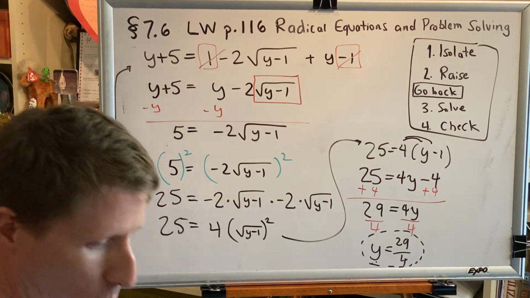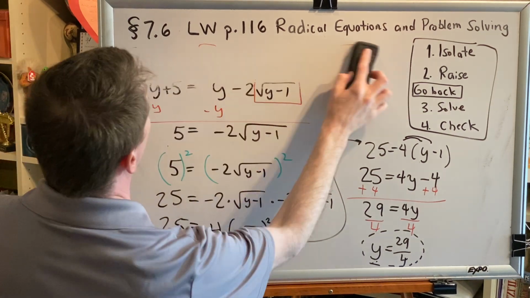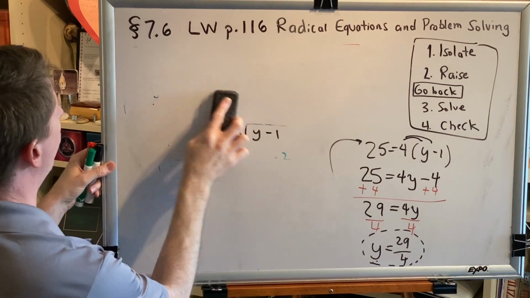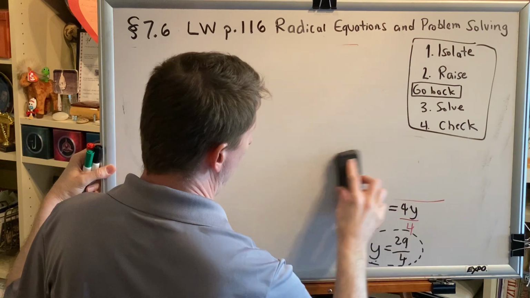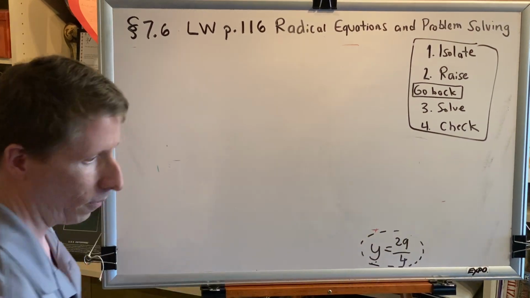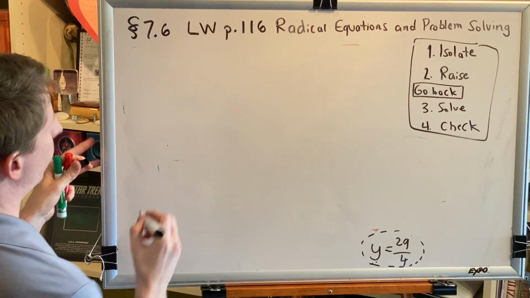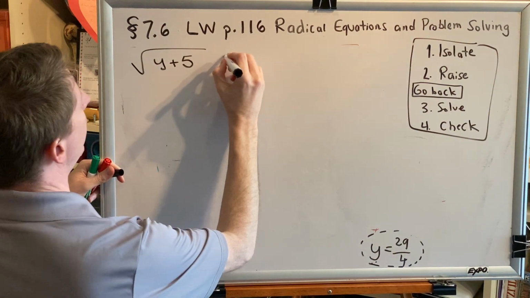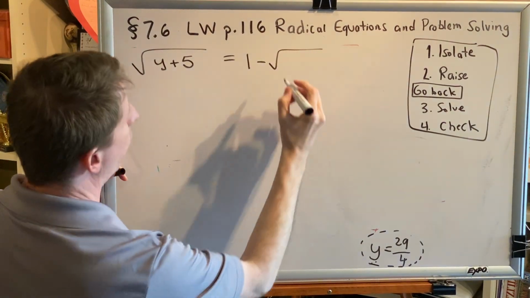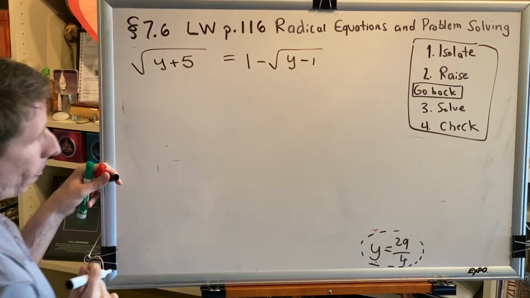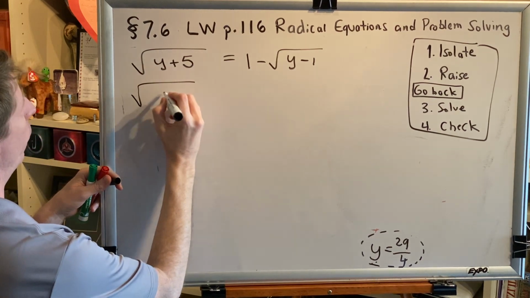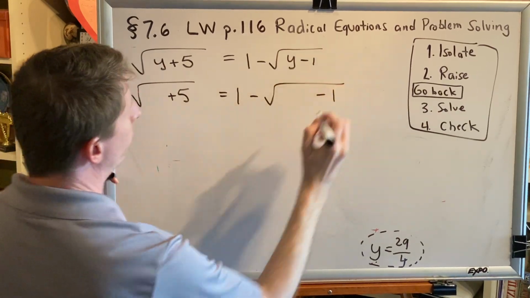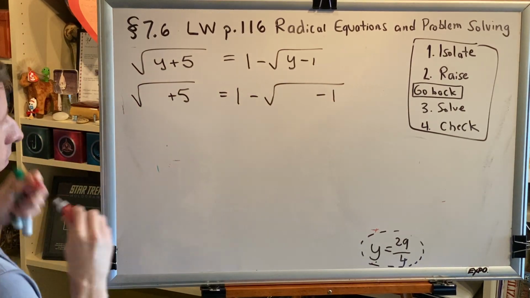So go back to your original problem and replace all of the variables with 29/4 and simplify both sides and see if the left side and the right side match each other. Okay, the original problem we started with was this. Square root of y plus 5 equals 1 minus square root of y minus 1. Okay, let's plug in. So we get square root of 29/4 plus 5 equals 1 minus square root of 29/4 minus 1.